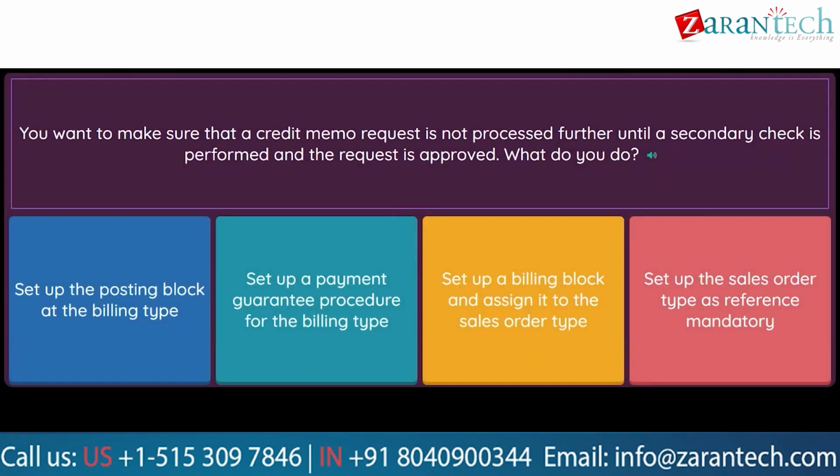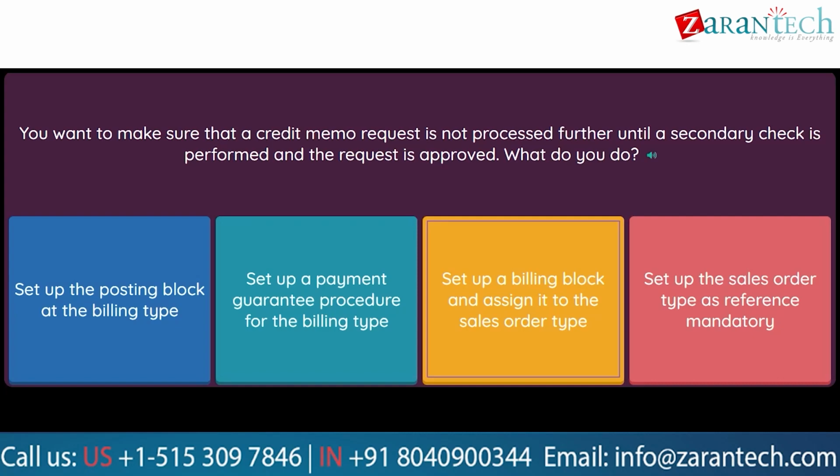Question: you want to make sure that a credit memo request is not processed further until a secondary check is performed and the request is approved. What do you do? Option 1, set up the posting block at the billing type. Option 2, set up a payment guarantee procedure for the billing type. Option 3, set up a billing block and assign it to the sales order type. Option 4, set up the sales order type as reference mandatory.